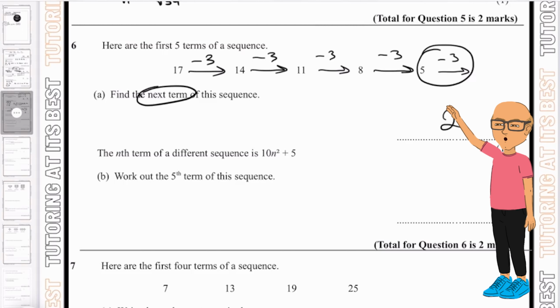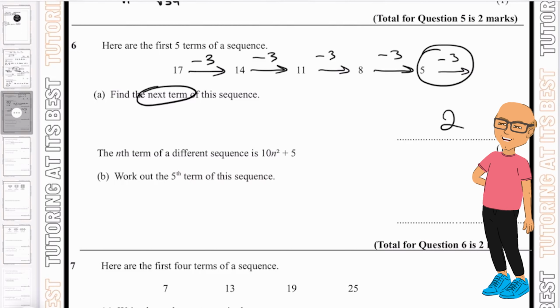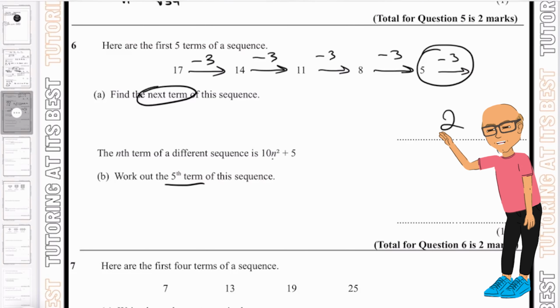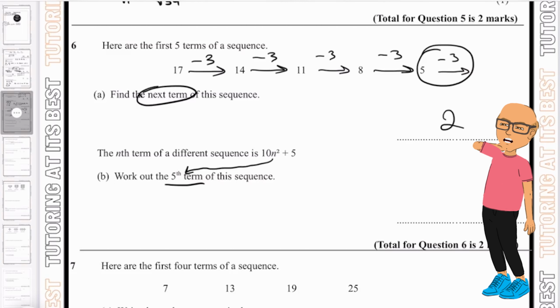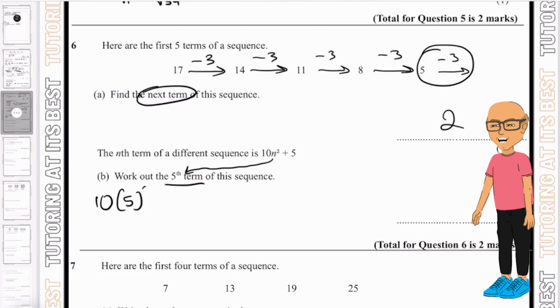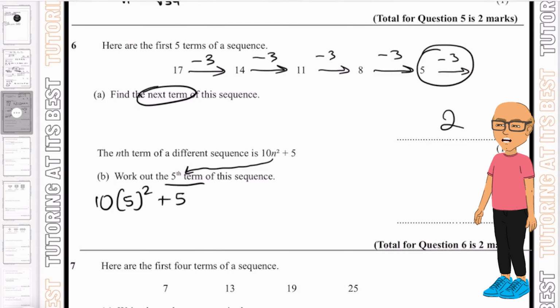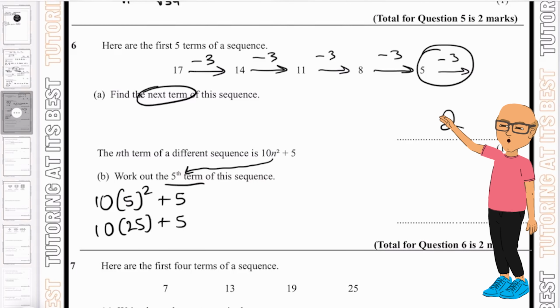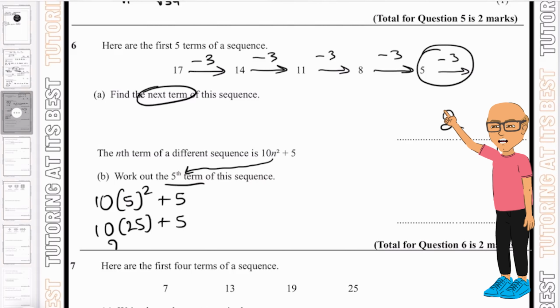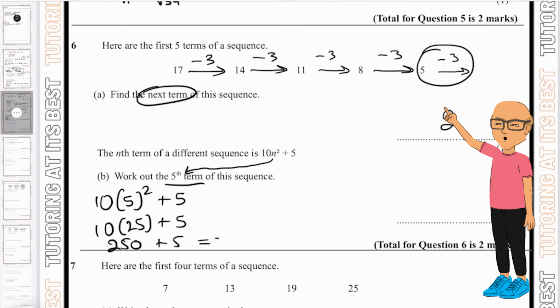And then it states the nth term of a different sequence is 10n squared plus 5. So let's work out the 5th term. Now again, if we're looking at the 5th term, we need to replace n by 5. So let's go ahead and do that. We will have 10(5 squared) plus 5. So if we compute it, we'll get 10 times 25 plus 5. Following our BIDMAS rule, 10 times 25 is 250, plus 5, which gives us 255.